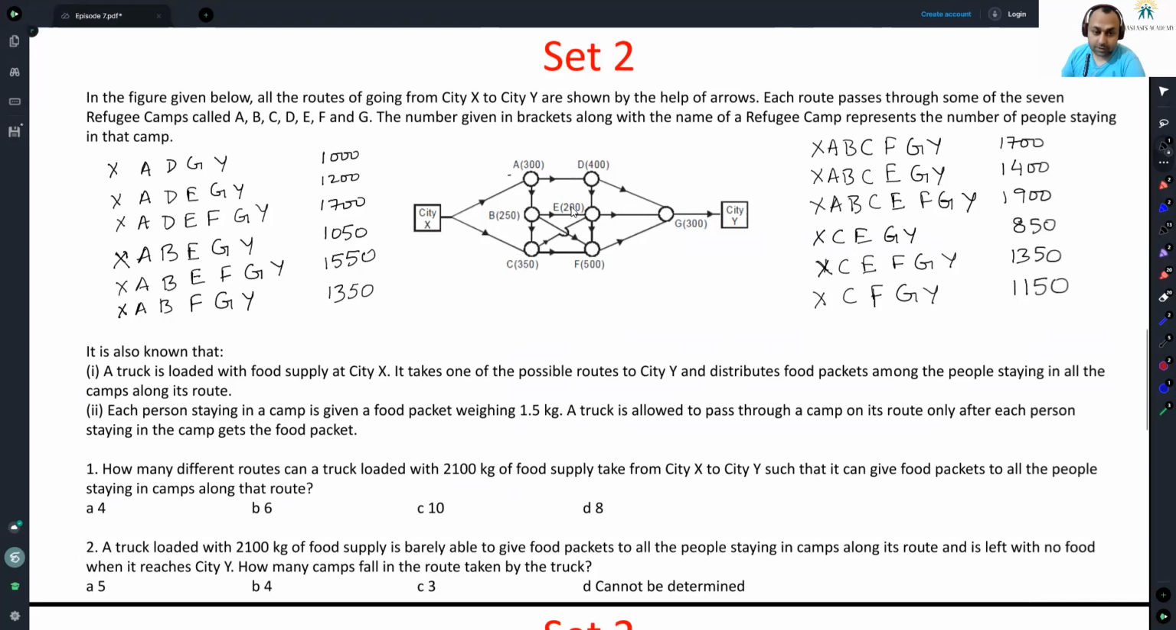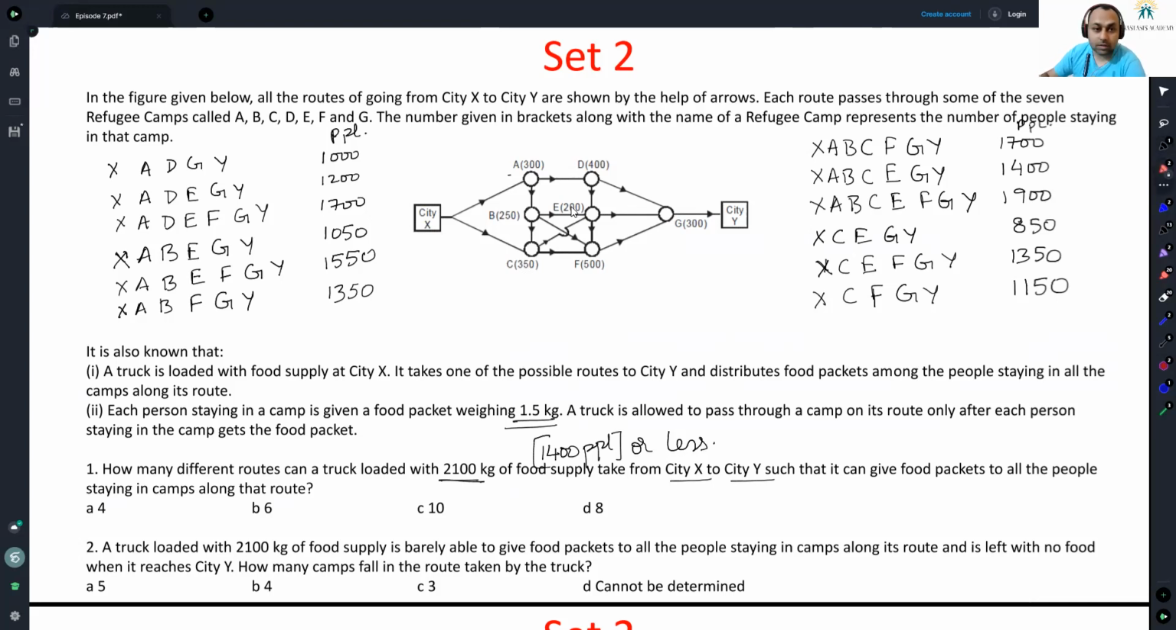How many different routes can a loaded truck with 2100 kg of food supply take from city X to city Y such that it can give food packets to all the people staying in camps along that route? So see, this is count of people, not the food that they consume. If I have 2100 kg of food and every person consumes 1.5 kg of food, I can only give it to places which have 1400 people or lesser. So how many routes can be taken?